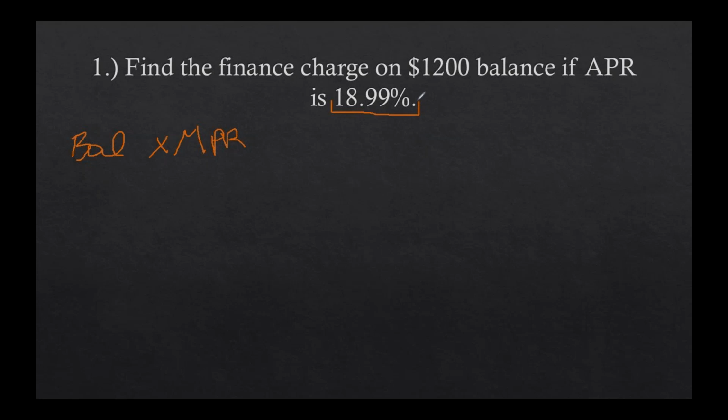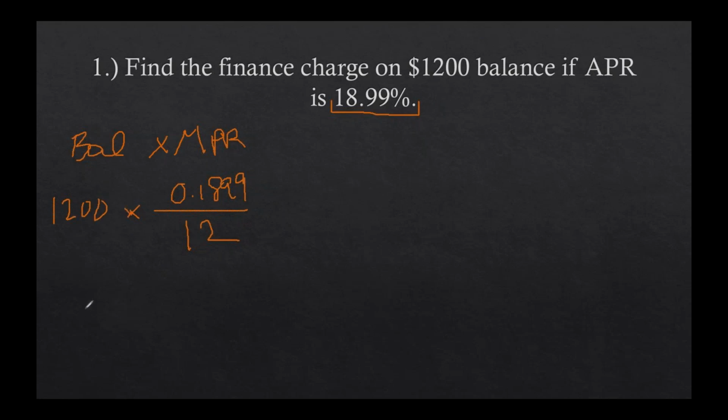Before the 18.99%. Change the percent to a decimal. Your final answer is going to be money, but percent must be changed to a decimal. Exactly. So we're going to take that and make that 0.1899. So there's the APR. I'm going to divide it by 12 to make it an MPR, and I'm going to multiply that by your balance. And our balance is 1,200.